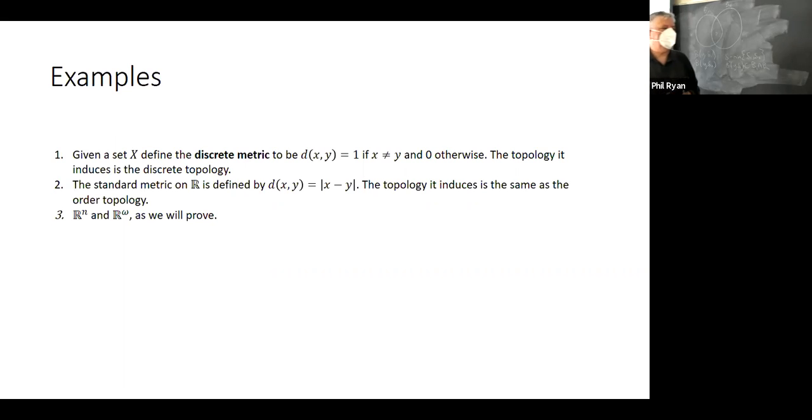The standard metric on R given by absolute value of x minus y is also a metric, right? Because it's going to be positive unless x equals y, in which case it's going to be 0. Because the absolute value is going to be symmetric, and it satisfies the triangle inequality because of the real triangle inequality. Okay.